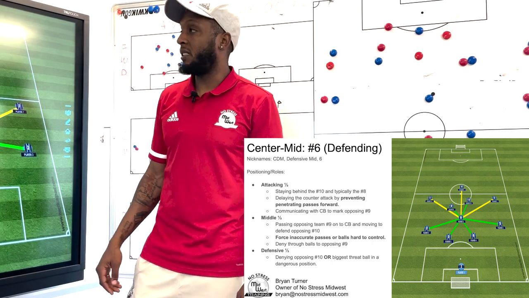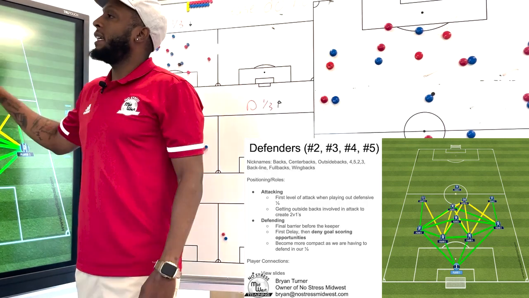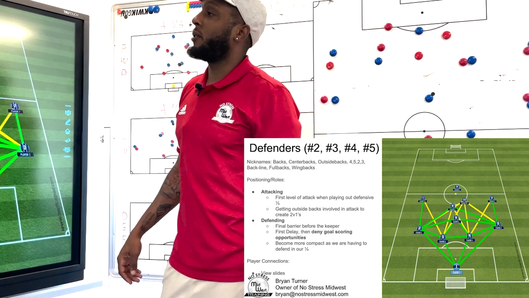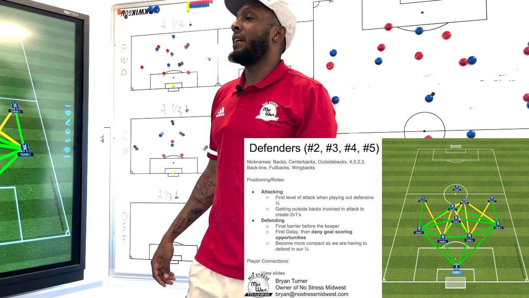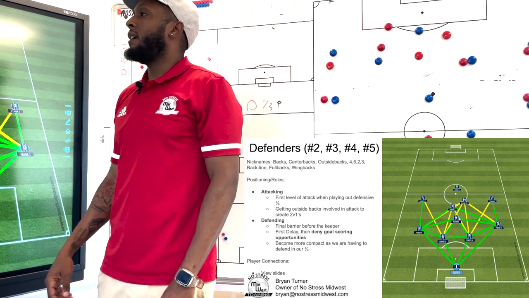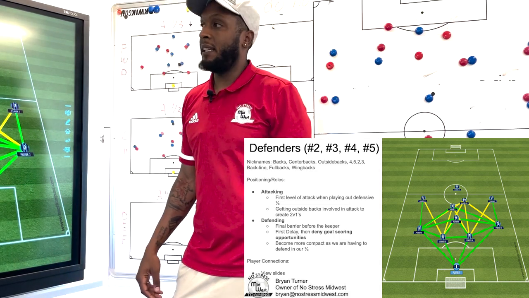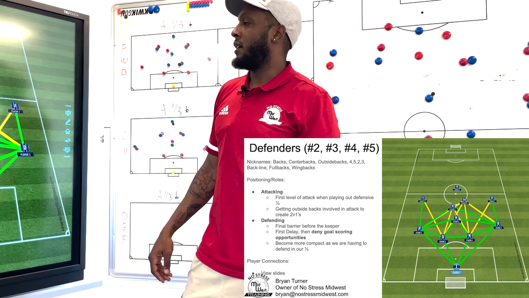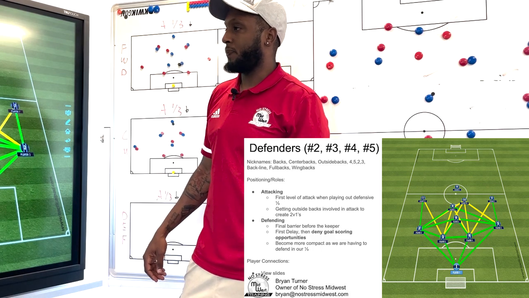All right, now we are getting into our defenders, the 2, 3, 4, and 5. Center backs, outside backs, back line, full backs, wing backs, anything with a back in it. That's how we refer to our defenders.